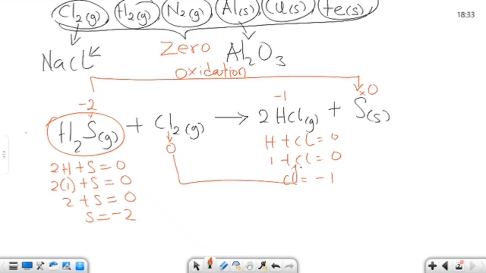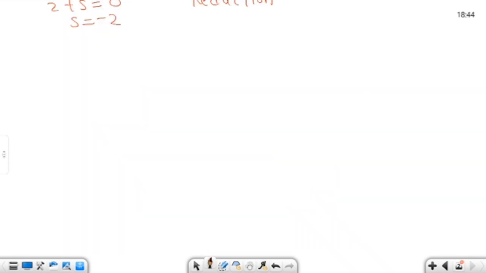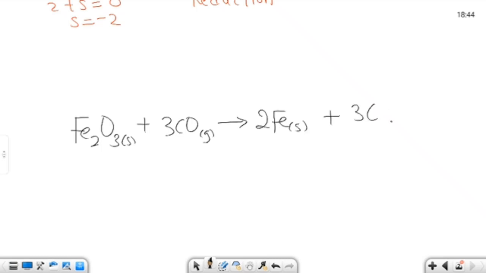Now if you look at this, the oxidation number is reducing from 0 to minus 1. The oxidation number is reducing, so because of that, we say it is undergoing reduction. So let's take a look at another example. Now we are going to determine which of these reactants is undergoing reduction or oxidation.